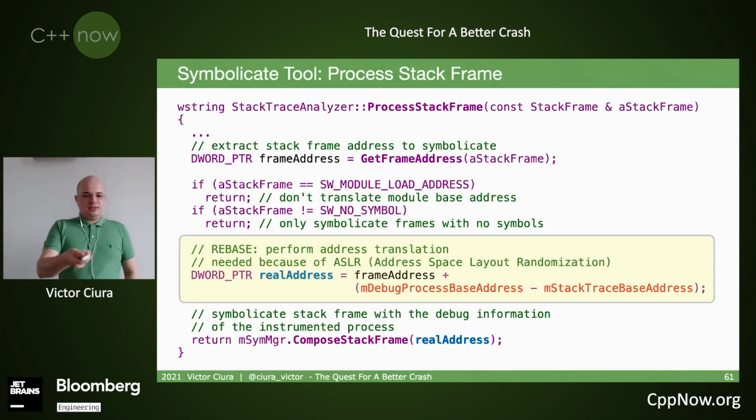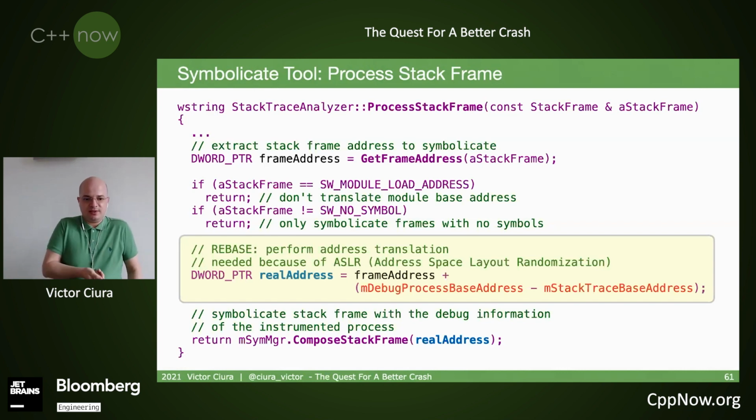This is where the ASLR magic happens that I mentioned earlier. It's nothing fancy. You have the frame address that you have computed, and then you have to offset it by the difference between the debug process base address and the stack trace base address. So the difference between what happened on the deployed machine where the crash occurred and where the load address was here when we debug the process on the developer machine. So nothing fancy here, just an offset that needs to occur.